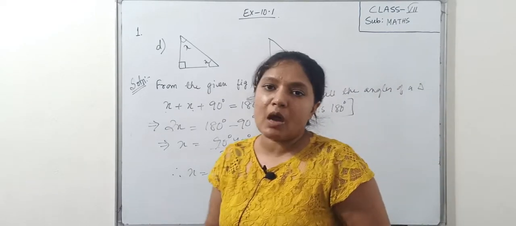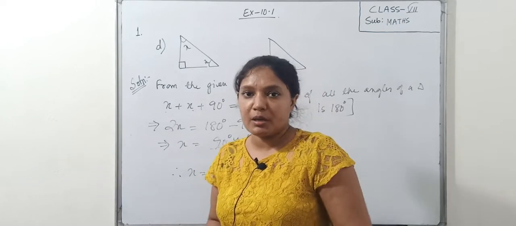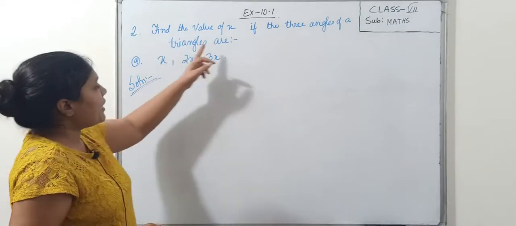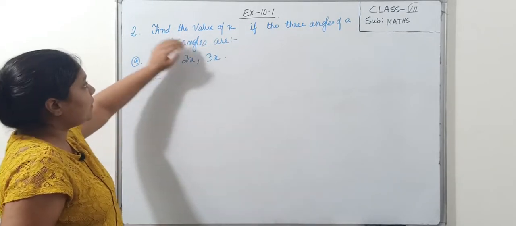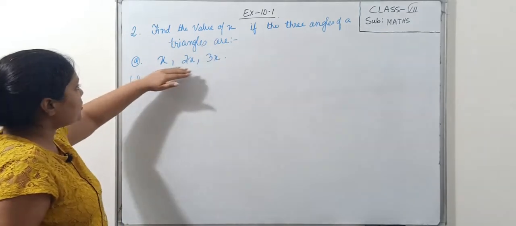And number 2 also I will show you 1 or 2 questions, others you will try it by yourself. Let's write question number 2. Is what? Let's read. Find the value of x. You have to find the value of x if the three angles of the triangles are x, 2x and 3x.